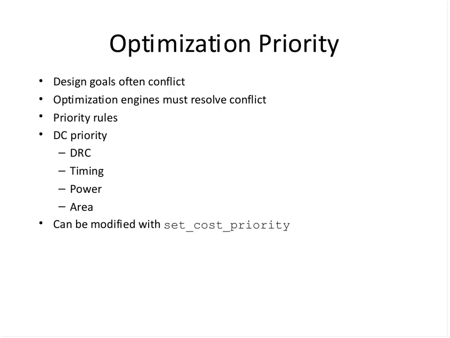Now let's look at the optimization priority. I stressed the fact earlier that design goals often conflict. For example, area, timing, and power are conflicting design goals. The optimization engine of Design Compiler must resolve conflicts, and therefore priority comes into the picture. The DC priority is, first, it will focus on fixing DRC. Only when it fixes DRC does it know that it can believe in the timing. So DRC is always number one. Next comes timing. Obviously, the design should perform, even if it has slightly more power or area. Then comes power, and last comes area. This is the default priority.